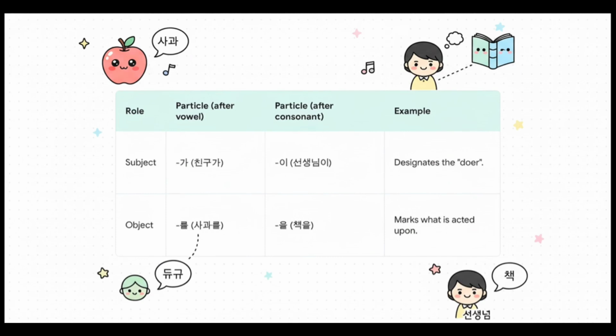And the system for using them is just so elegant. To mark the subject, you'll use 이 if the word ends in a consonant, and 가 if it ends in a vowel. For the object, it's 을 after a consonant and 를 after a vowel. It's just a simple little rule that makes the whole language flow so much more smoothly.